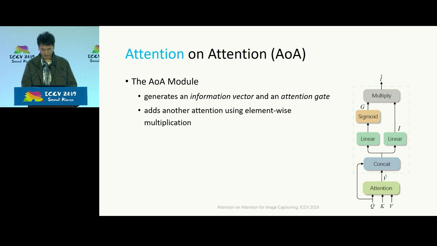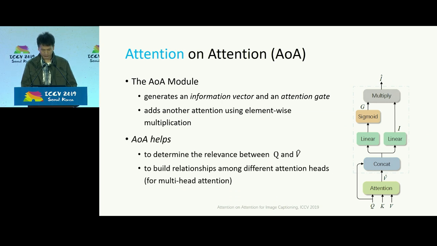As you can see, AOA is very simple, but it can do a lot. It helps to determine the relevance of the generated attention result, and it can model relationships among different attention heads when multi-head attention is used. It drops irrelevant information and keeps only the useful.